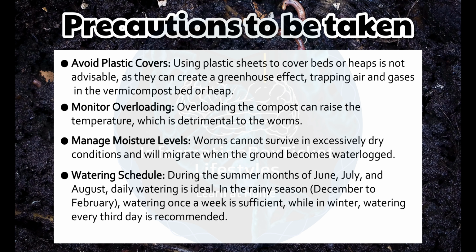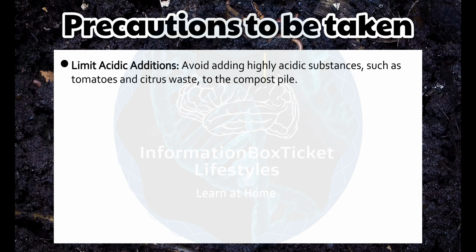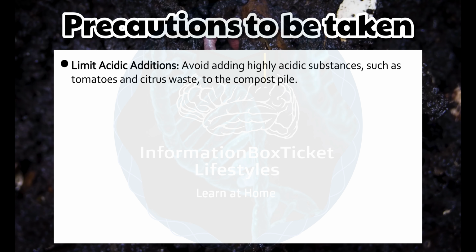Watering schedule. During the summer months of June, July, and August, daily watering is ideal. In the rainy season, December to February, watering once a week is sufficient, while in winter, watering every third day is recommended. Limit acidic additions. Avoid adding highly acidic substances, such as tomatoes and citrus waste, to the compost pile.